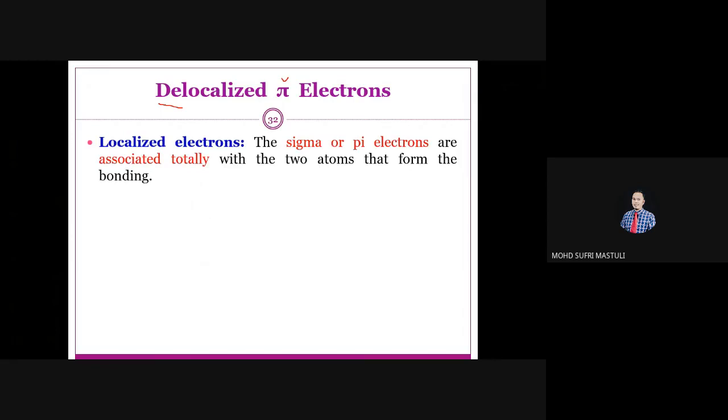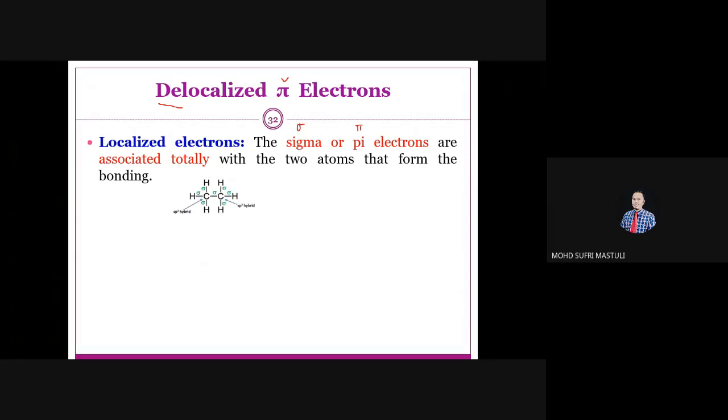First, if we have delocalized, of course, we have localized electrons. So localized electrons can be sigma or pi electron. Localized means that these sigma and pi are associated totally with the two atoms that form the bonding. Associated totally means that it belongs 100% between the two atoms.